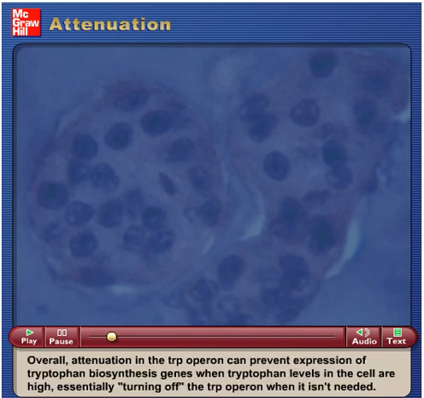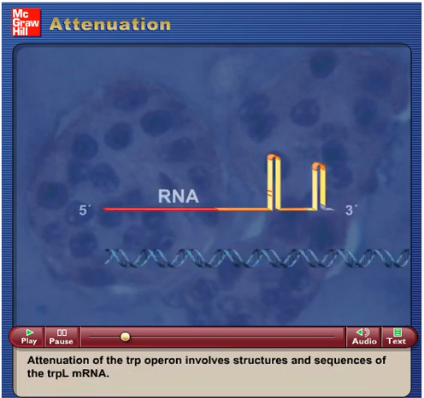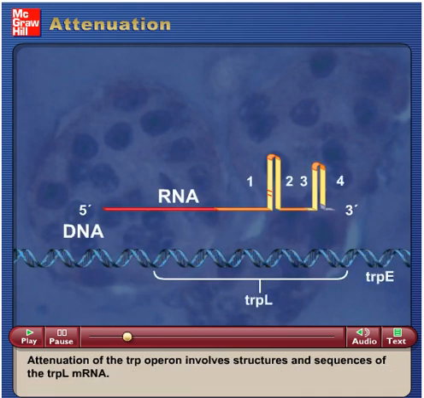Overall, attenuation in the trp operon can prevent expression of tryptophan biosynthesis genes when tryptophan levels in the cell are high, essentially turning off the trp operon when it isn't needed. Attenuation of the trp operon involves structures and sequences of the TrpL mRNA.